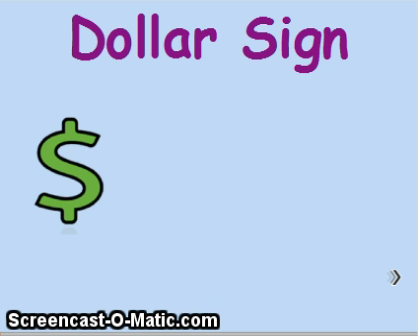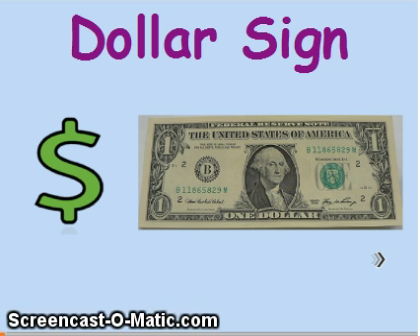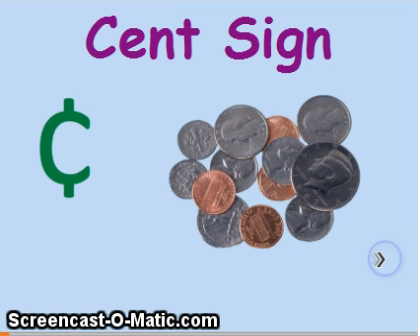This is the dollar sign. It represents the word dollar. When placed in front of a number like this, it reads $1. This is the cent sign. When placed in front of a number, it reads 1 cent.